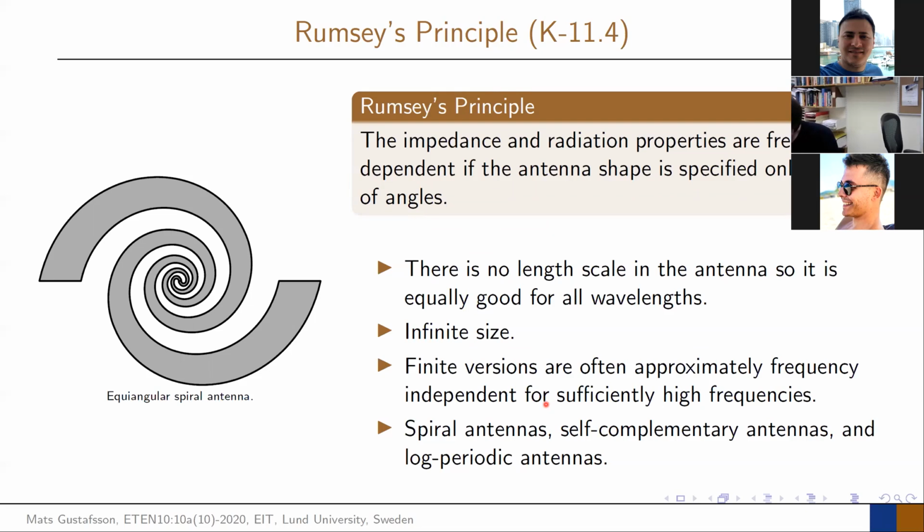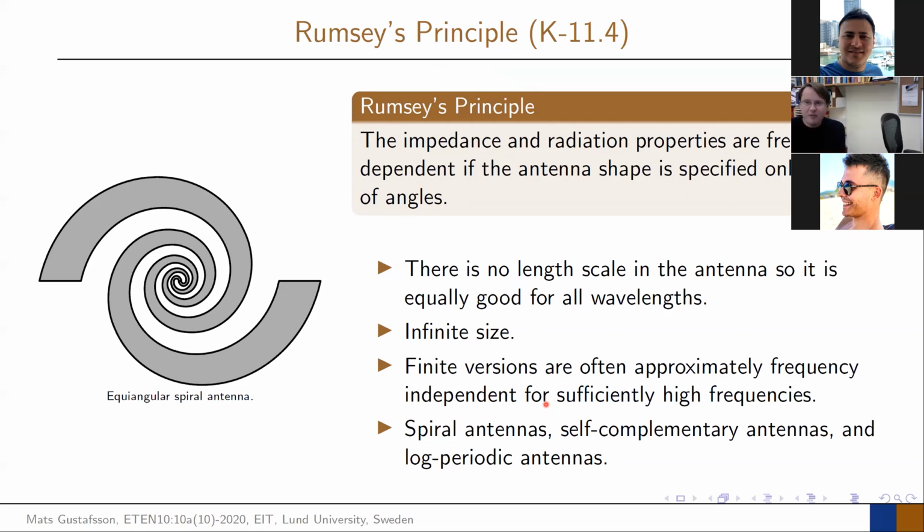Something here called Rumsey's principle is that the impedance and radiation properties are frequency independent if the antenna shape is specified only in terms of angles. So what does that mean? It means there does not exist any length scale. If there are only angles to describe this structure, there is nothing that can say how long it is. And if there is no length scale, we cannot say it is half a wavelength, a quarter of a wavelength, or 2 wavelengths. That scale doesn't exist.